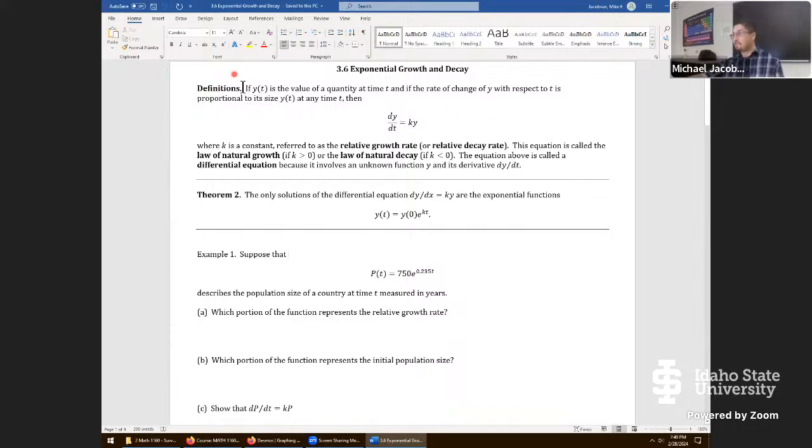So here's how it tracks. Y of t is going to be the value of some kind of quantity at a time t. It could be a population. It could be amount of money in a bank account. It could be, say, the amount of mass of something that's decaying radioactively. So the value or quantity of something at time t is what y is. If the rate of change of y with respect to t is proportional to its size y of t at time t, that's a heck of a statement right there.